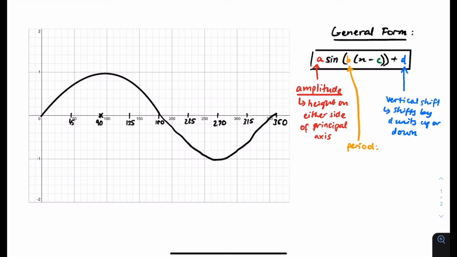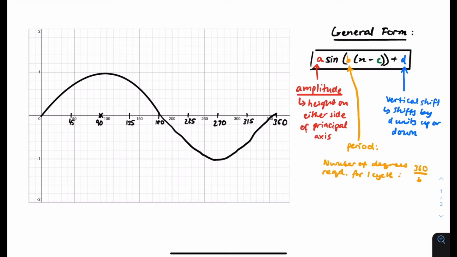You can also deduce, let me just change the color. So you can also deduce that the number of degrees required for one cycle is 360 over b.